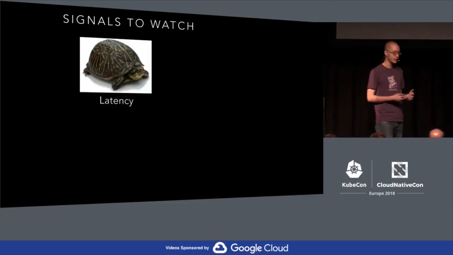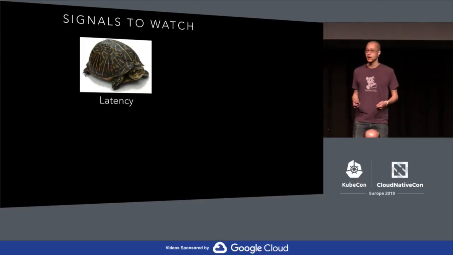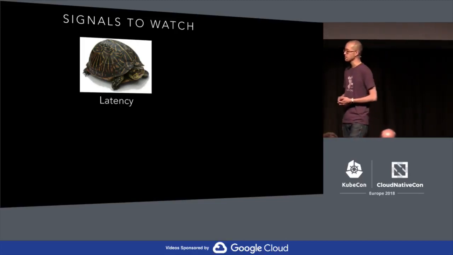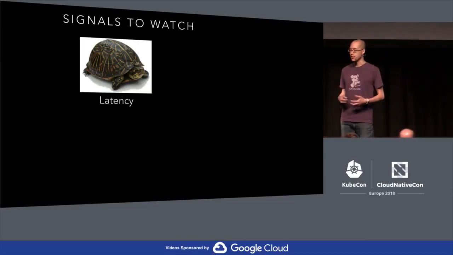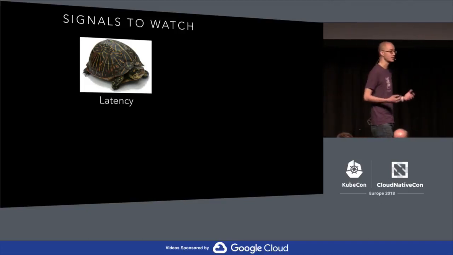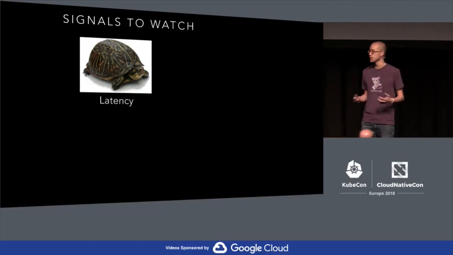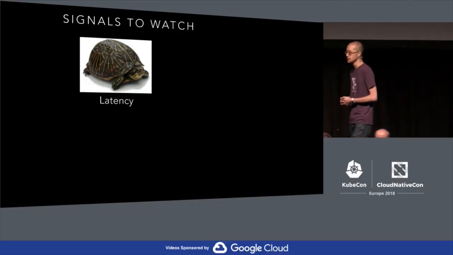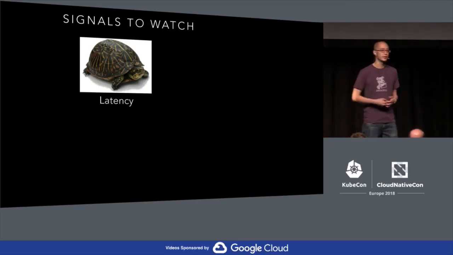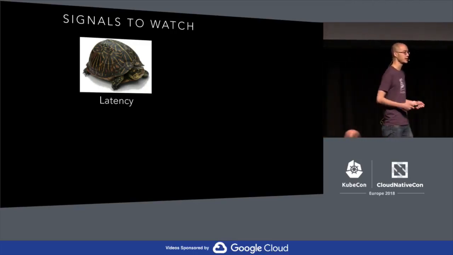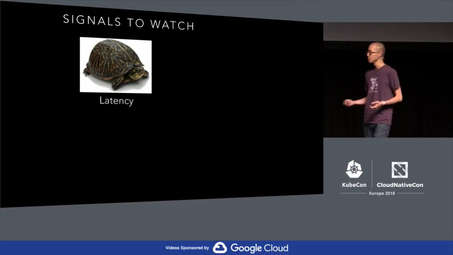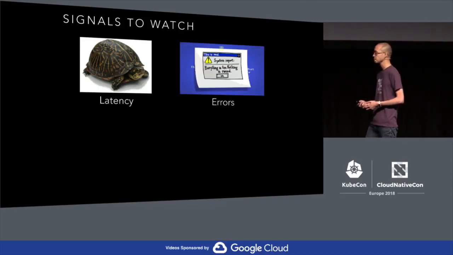So what signals should we watch? I particularly like the 4 golden signals from the Google SRE book. I think they really match when it comes to Canary deploys. The first is that you should look for changes in latency. This is pretty obvious. If you're making a Canary deploy and suddenly things are slower for those people, that's going to be a problem. So monitor for that latency.